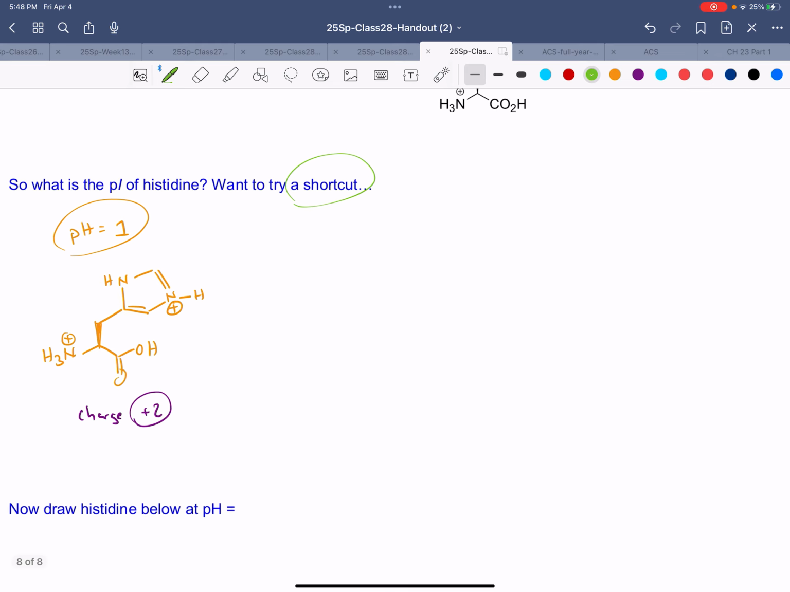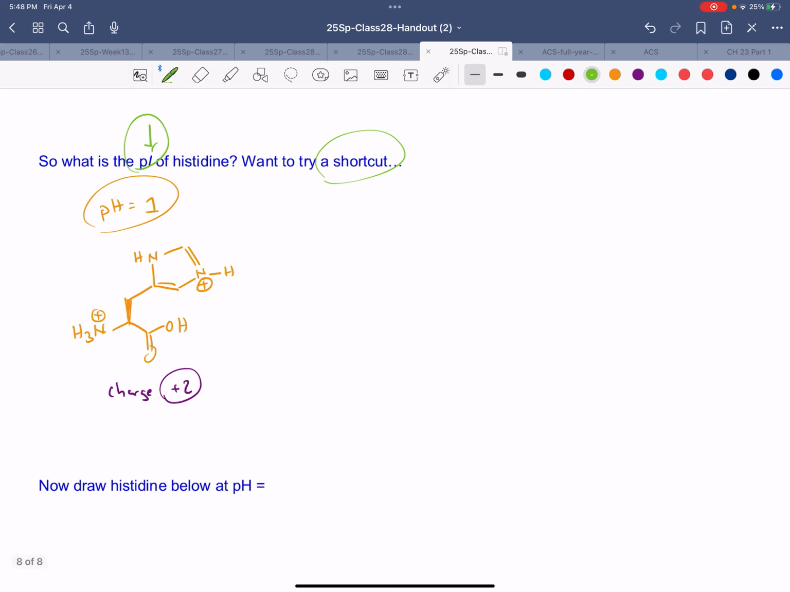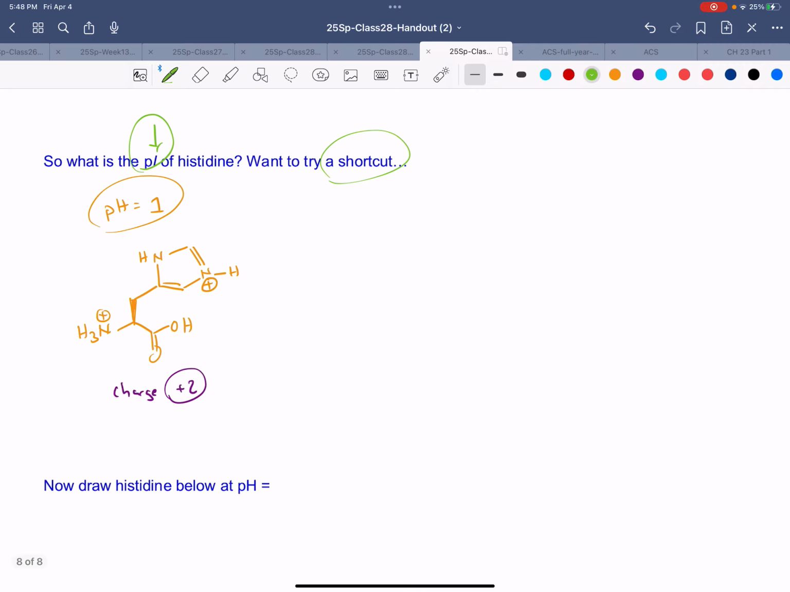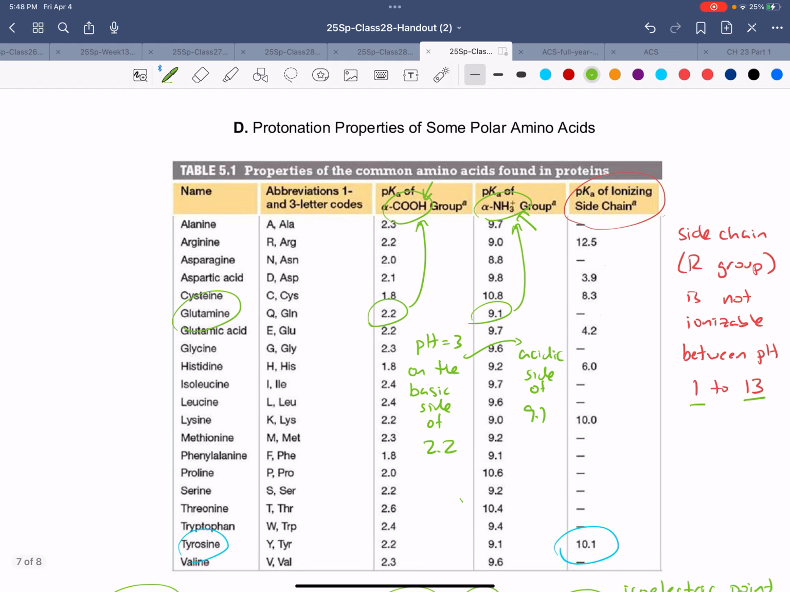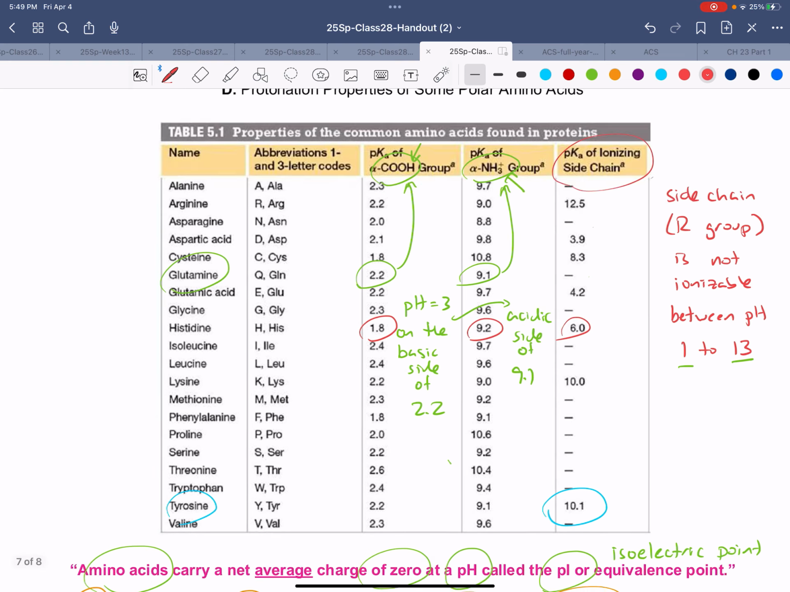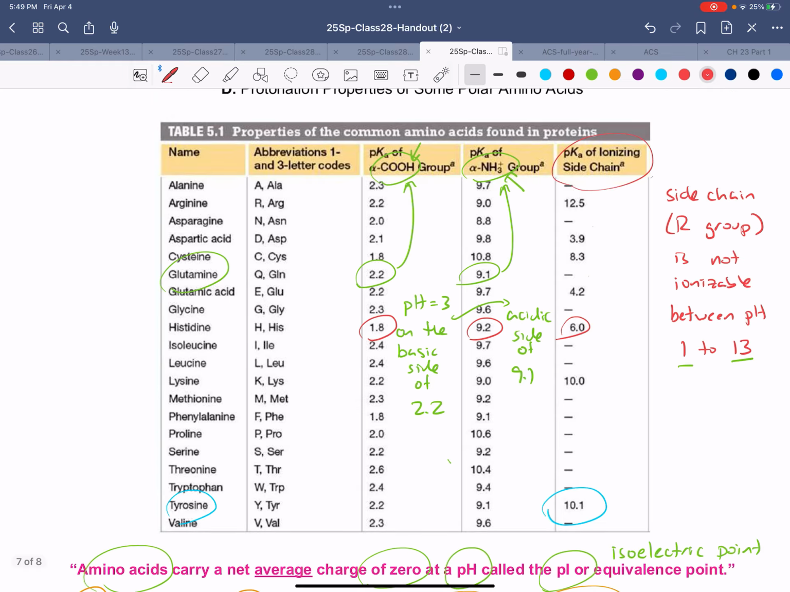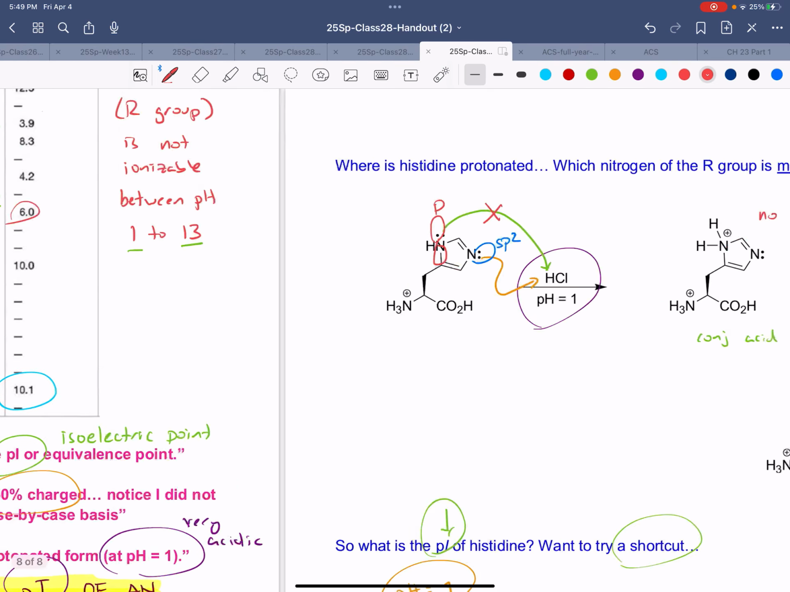Okay. Now let me show you the shortcut. Again, our goal is to figure out the PI. So here's the shortcut. Let's list the pKa's for histidine. Histidine is over here, 1.8. Let's use the color. Let's use red. 1.8, 9.2, and 6. 1.8 is for the carboxyl, 9.2 is for the amino, 6 is for the side group.